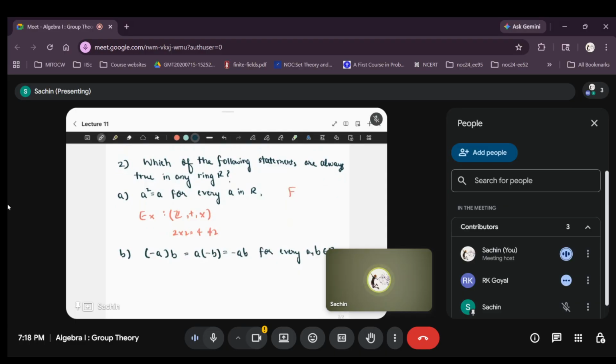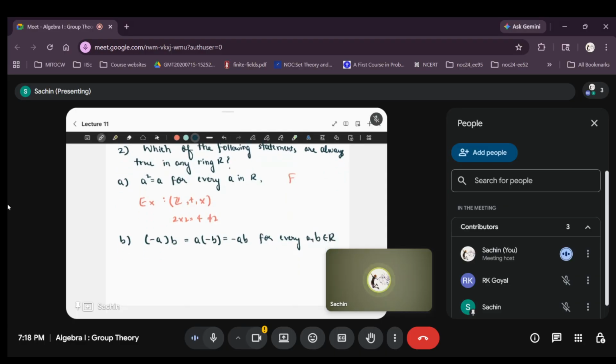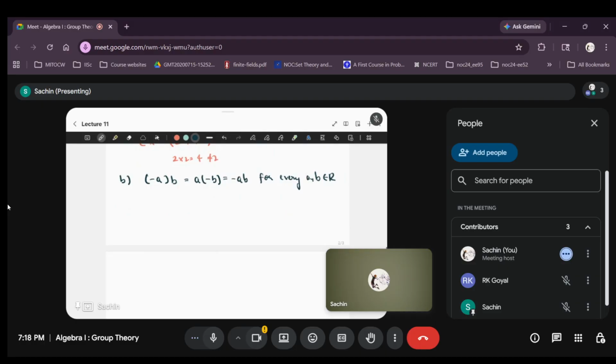Yeah, that is true. We can show this via the definition. So AB plus minus A times B is, by the distributive property, A plus minus A times B. But A plus minus A, just by definition of minus A, is 0 times B. 0 times B is 0. Now AB plus minus A times B is 0.